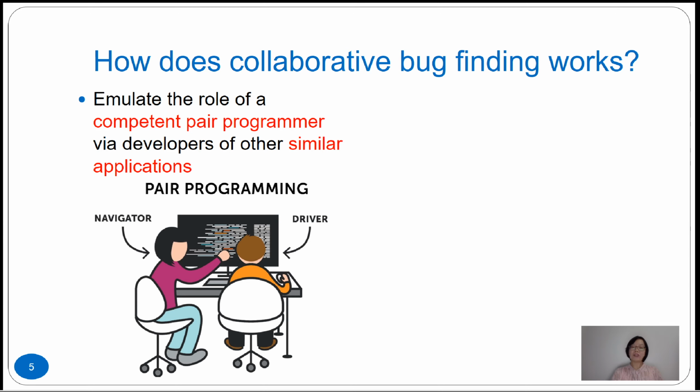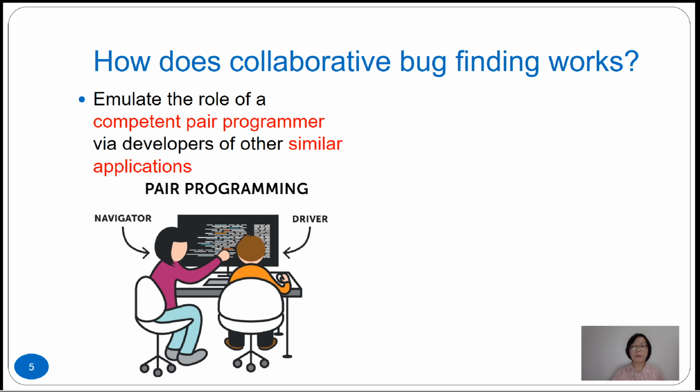Now let's introduce our approach, collaborative bug finding. It's actually inspired by the concept of pair programming. If you are familiar with pair programming, you know that there are two different roles. One is the navigator and one is the driver. True pair programming is known to give several benefits, including that because the navigator is constantly looking at the screen, it could help the driver to find bugs in the code that is being written.